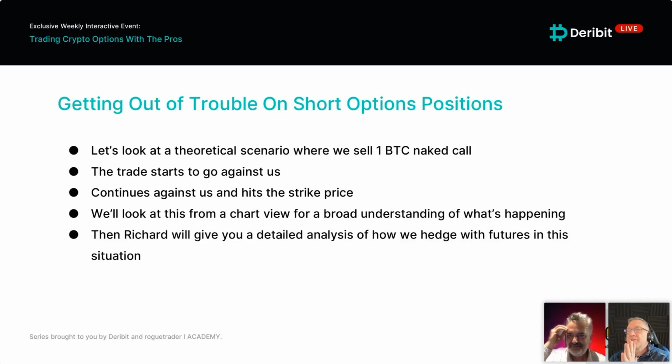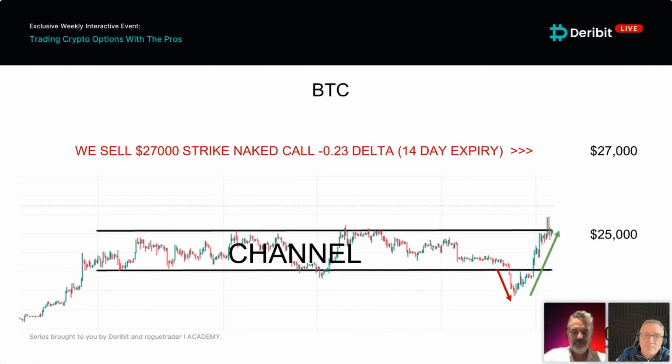This is a theoretical scenario, and we're going to use Bitcoin, not stocks, because we're all crypto option traders as well. We're using Deribit. This trade starts to go against us. We've sold one Bitcoin naked call in this example, or you had some positions on and you're taking things off, and you're left with this naked call. It continues to go against us. It eventually hits our short strike price. We're going to look at this from a chart point of view, just for a broad understanding of the price action and how that's happened. And then Richard is going to take you through a detailed analysis of how we hedge this with futures in this particular situation.